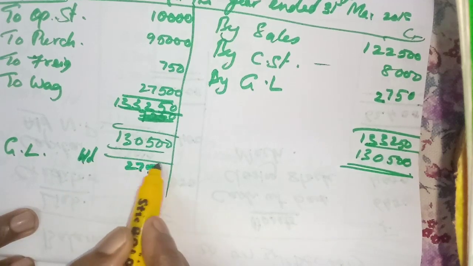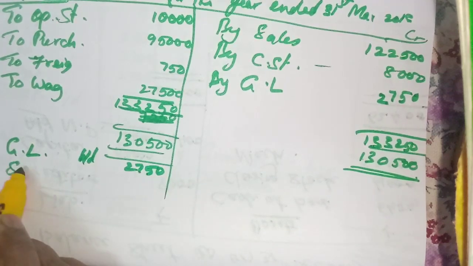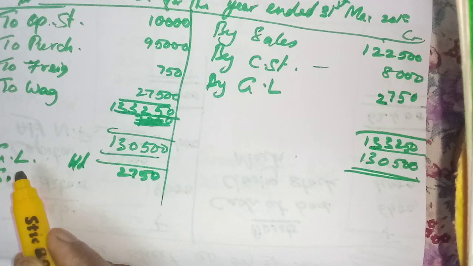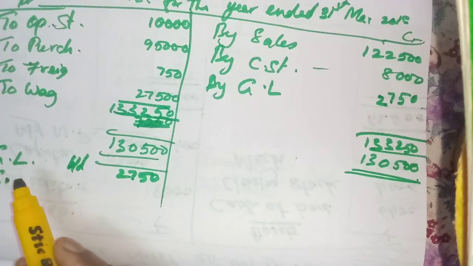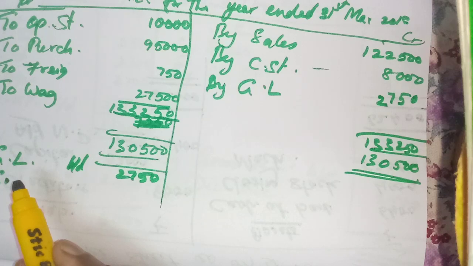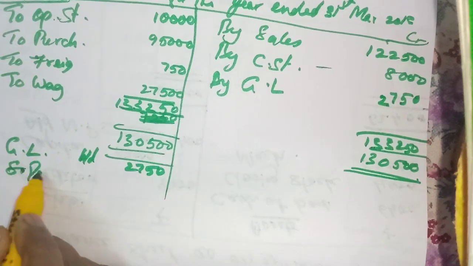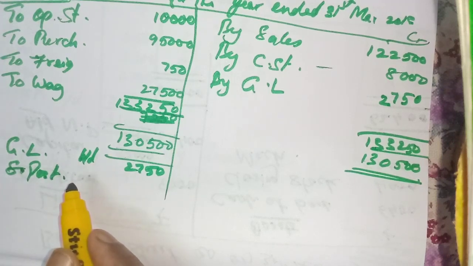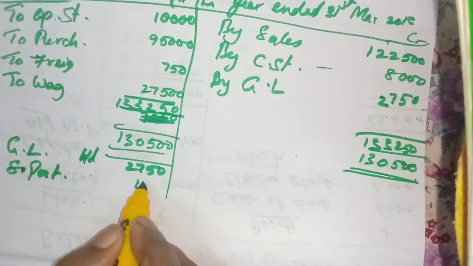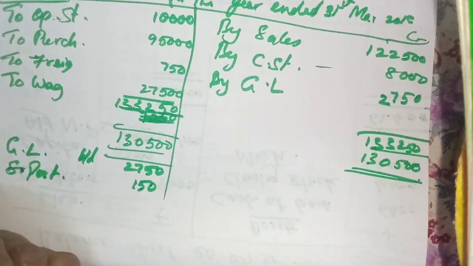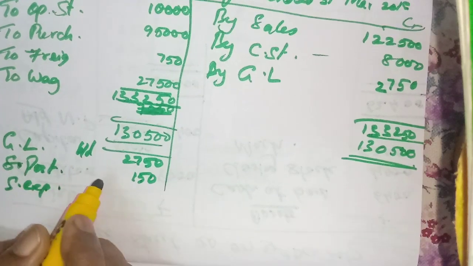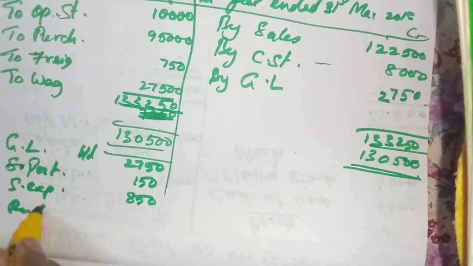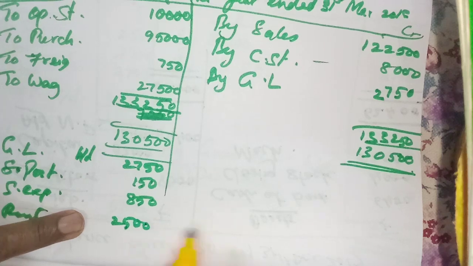Now salary. Salary is an expense, but salary is not given, isn't it? So don't write it. Then you come from freight inward; we have written purchases, drawings, wages, machinery, debtors; only postage is given. Okay, postage 150. Sundry expenses 850. Then rent paid 2,500.